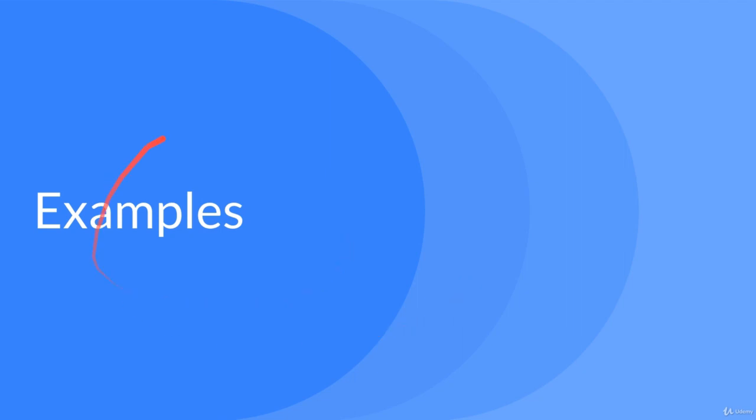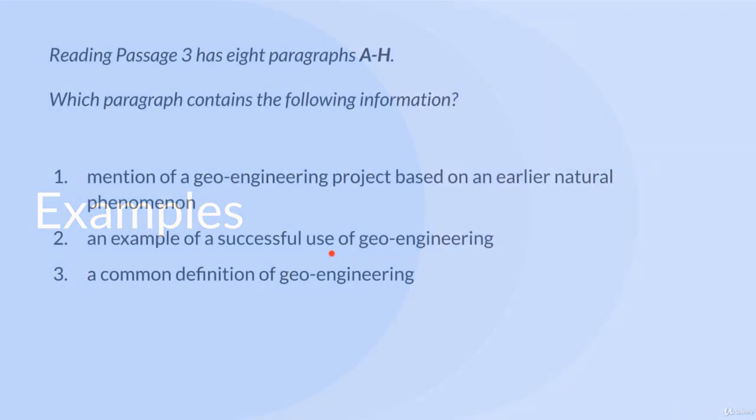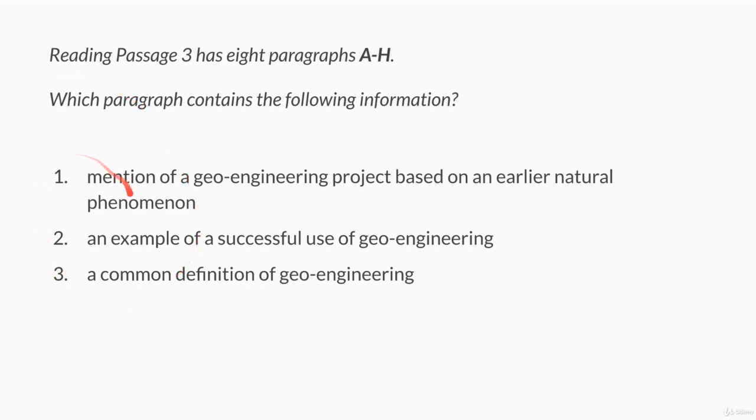Now, let me take you through some examples. Let me show you this basic strategy that we've just learned in action. Let's apply that to these questions and see how to answer these questions. So here it asks us which paragraph contains the following information. The answer choices are from A through H. So we have to find out which of these paragraphs is going to be the correct answer choice for each one of these questions. So first, we're going to start off by marking our keywords.